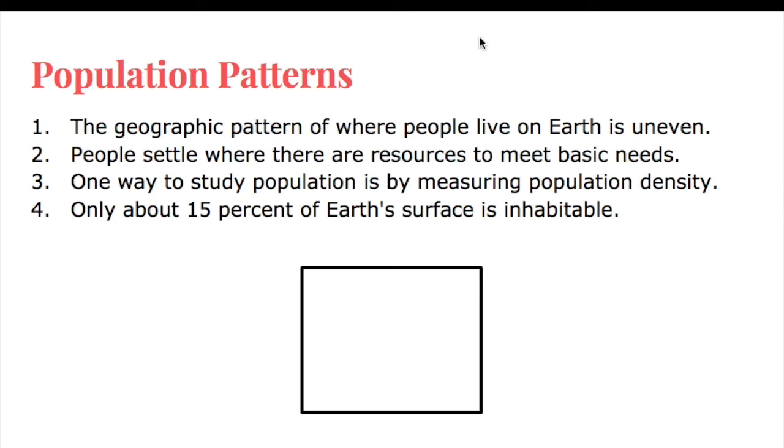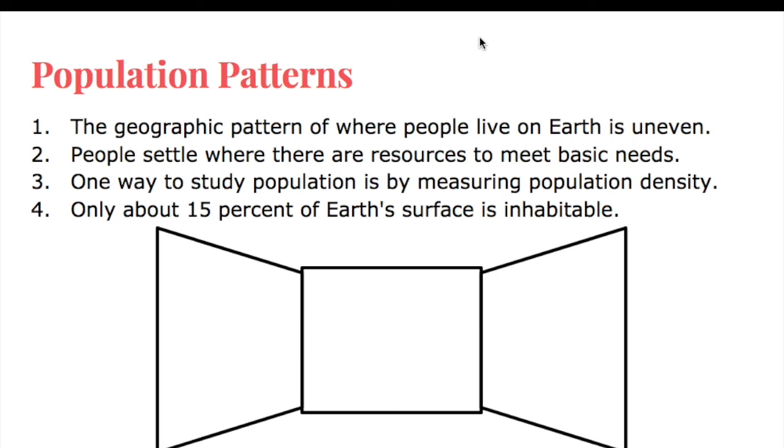Only about 15% of Earth's surface is actually uninhabitable. Uninhabitable means it's actually a place where you can't live. Habitable means that 85% of our world is a place where somebody could live. Only 15% is a place where people can't live. A lot of times these are going to be in the mountains, in the drastic elevation changes, and in the poles, the North Pole and the South Pole, because of that increasing cold.